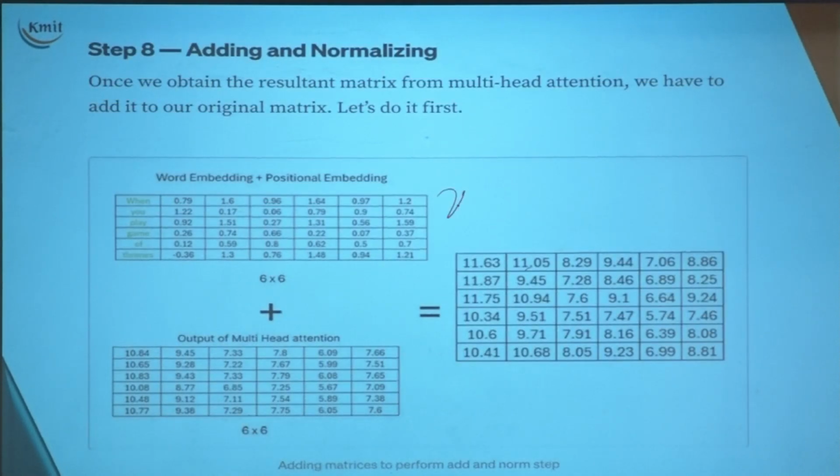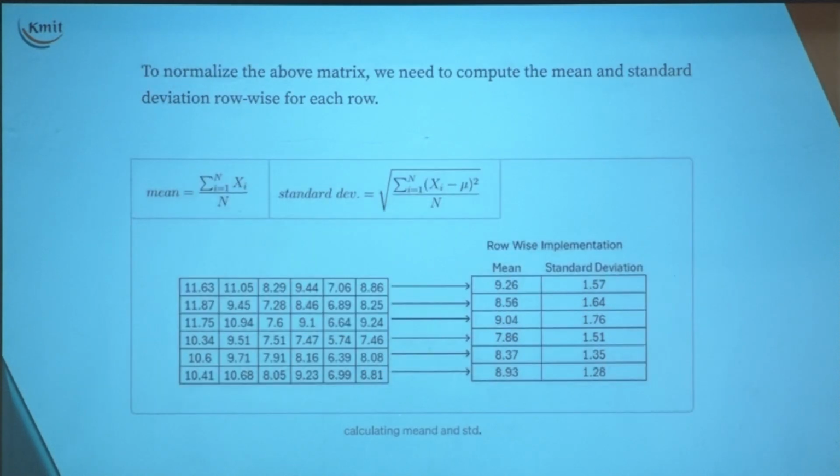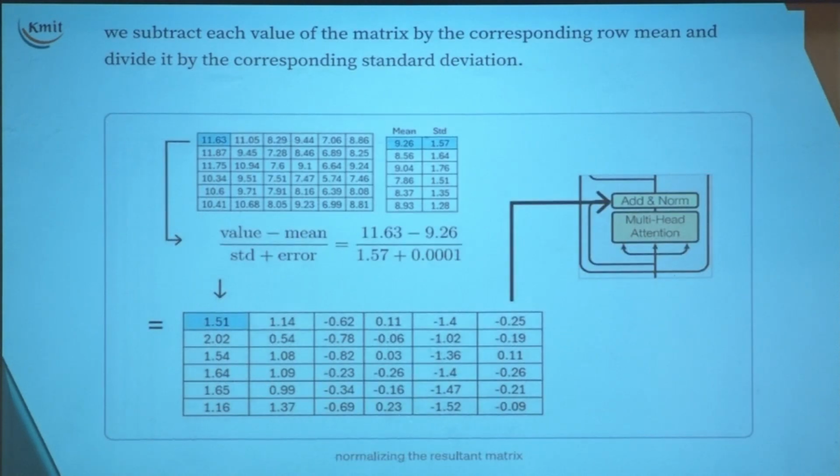Can you see this? X plus what? Layer of X. What is this layer of X? Output of multi-head attention, with which I'll generate what? New matrix. Now this new matrix is given to what? Normalizing, meaning mean generation and standard deviation. I've added that, normalizing it here. Okay. So how do I normalize? Value minus mean by standard deviation plus epsilon.